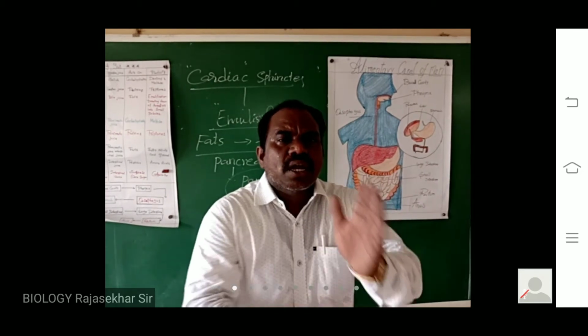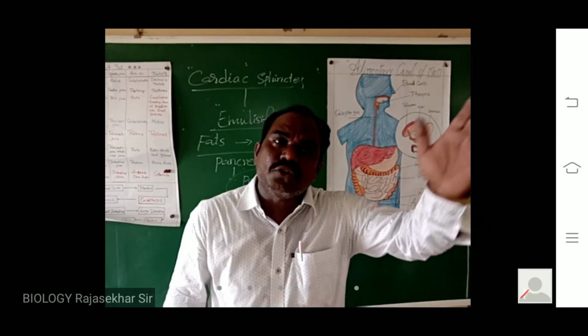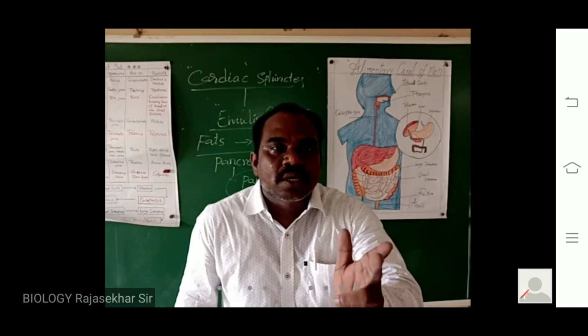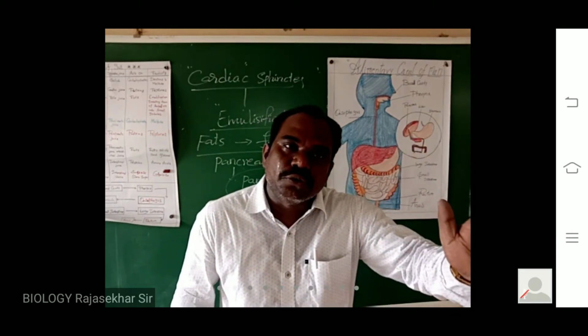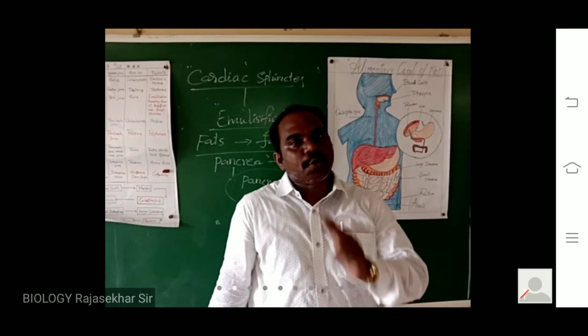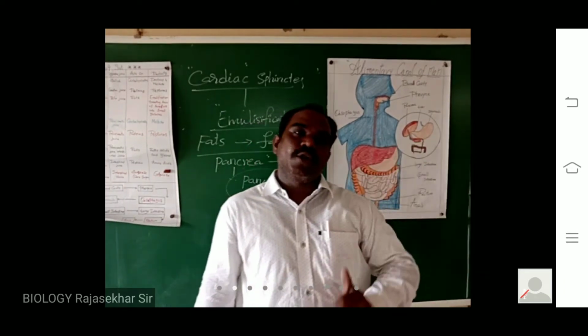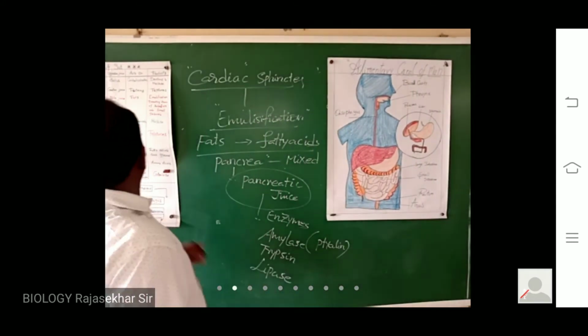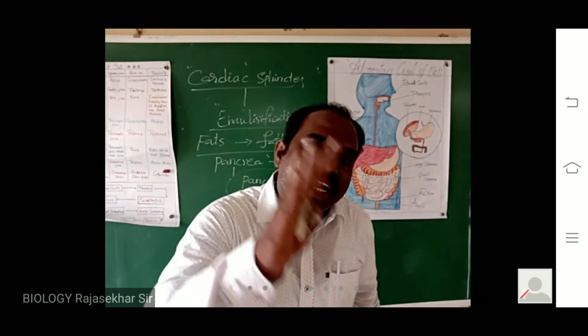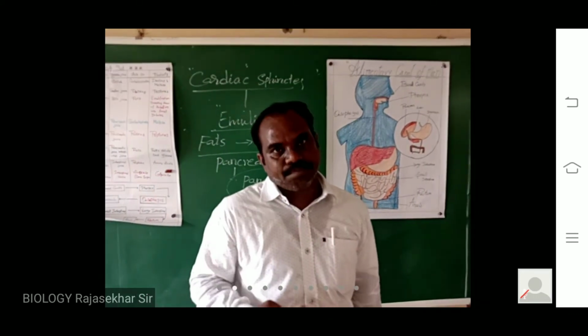Amylase helps conversion of carbohydrates into maltose sugar. Trypsin helps proteins convert into peptones or amino acids. Proteins are converted into amino acids. Lipase helps fats to be converted into fatty acids and glycerol.